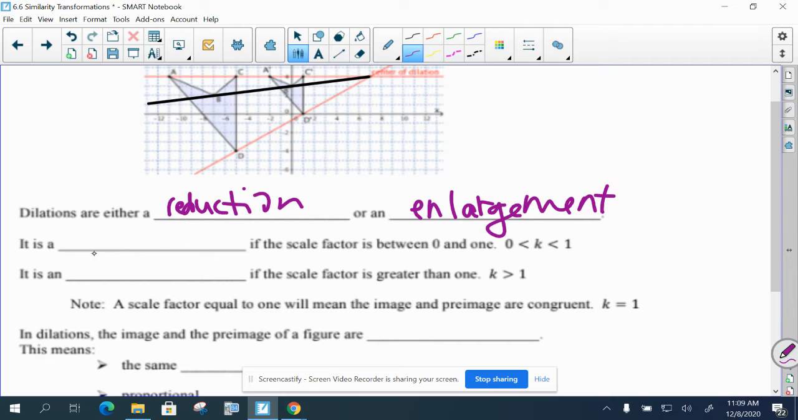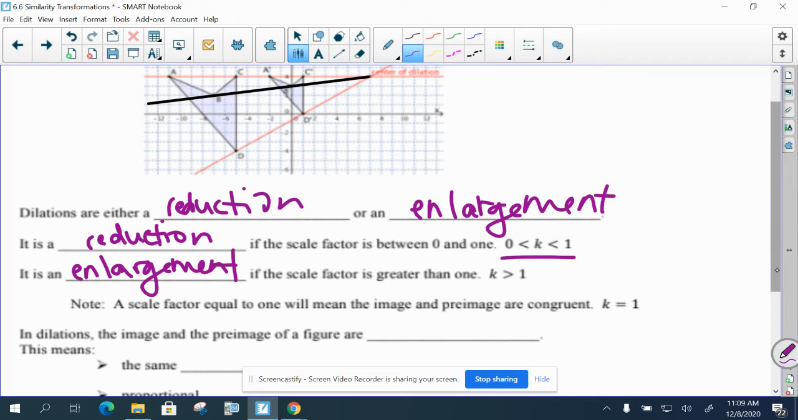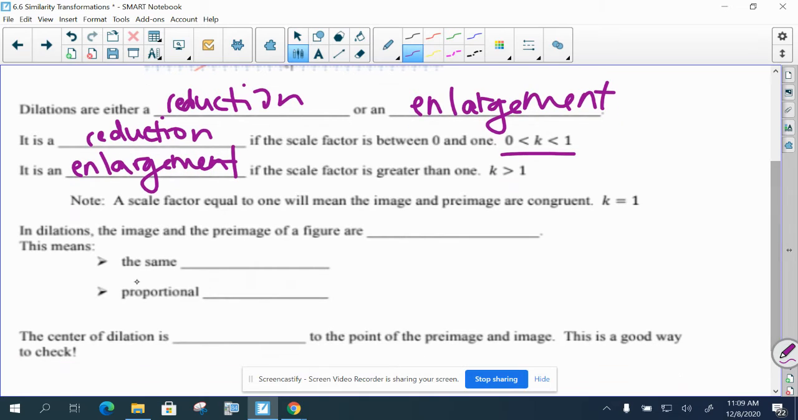So it is a reduction if the scale factor is between 0 and 1. This is what you would put. And then it is an enlargement if the scale factor is greater than 1. So note, a scale factor equal to 1 will mean the image and preimage are congruent. K is equal to 1. In dilations, the image and preimage of a figure are similar.